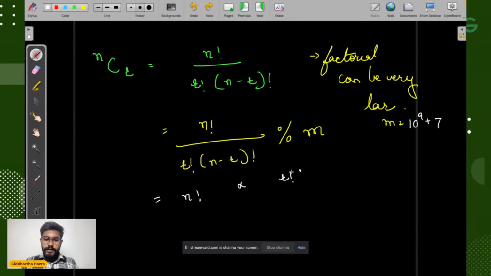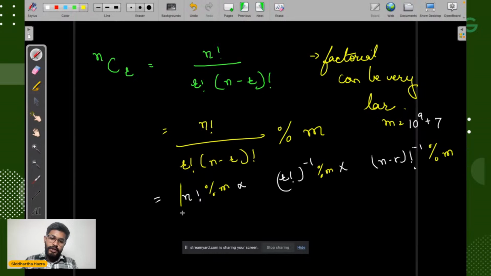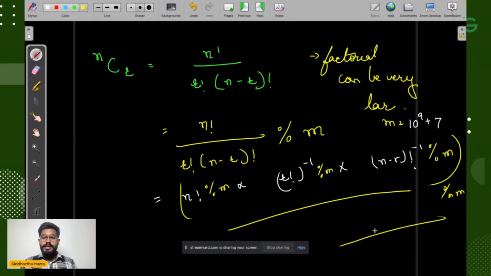Okay, r factorial inverse multiplied by n minus r factorial inverse modulo m. So modulo m needs to be there at each point: modulo m, r inverse modulo m, n minus r inverse modulo m. And then the whole thing modulo m is the answer. Okay, n factorial multiplied by r factorial inverse, then n minus r factorial inverse.